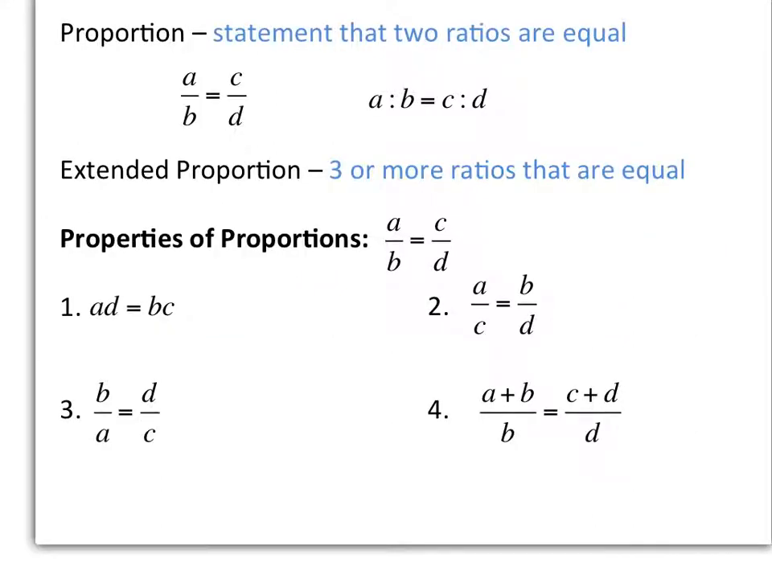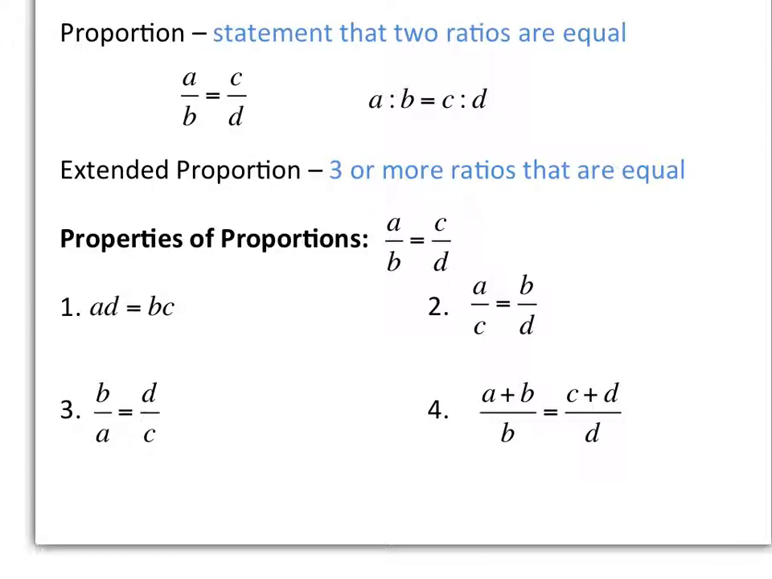A proportion is a statement that two ratios are equal. So we have two examples of proportions. The first one written with fractions. We can say A is to B as C is to D. And then the second one written with colons, we would read it the same way. A is to B as C is to D. An extended proportion is when you have 3 or more ratios that are equal.